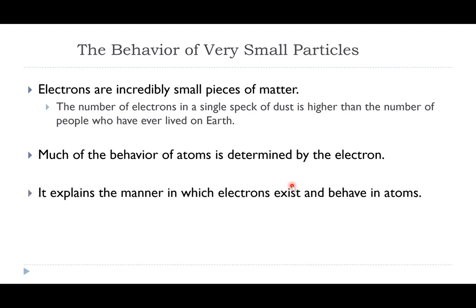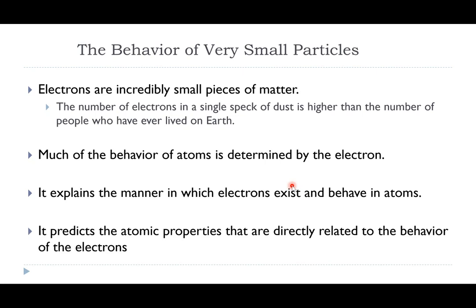It explains the manner in which electrons exist and behave in atoms. So we're going to talk about where they are housed. We're going to talk about how they behave, why they do the things that they do. And then once we understand why the electrons do the things that they do, then we can circle back around and talk about an atom's properties.